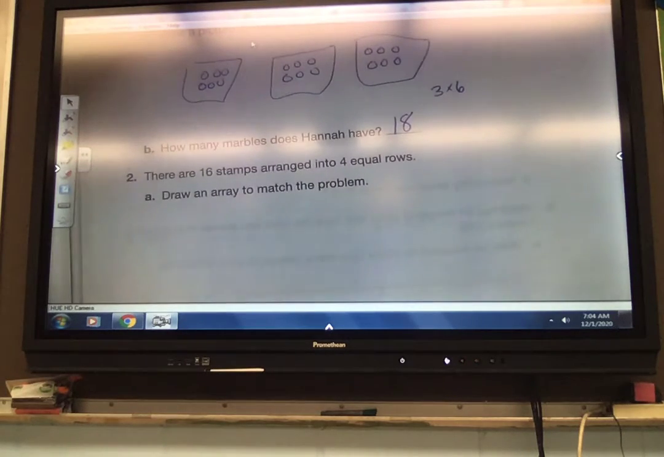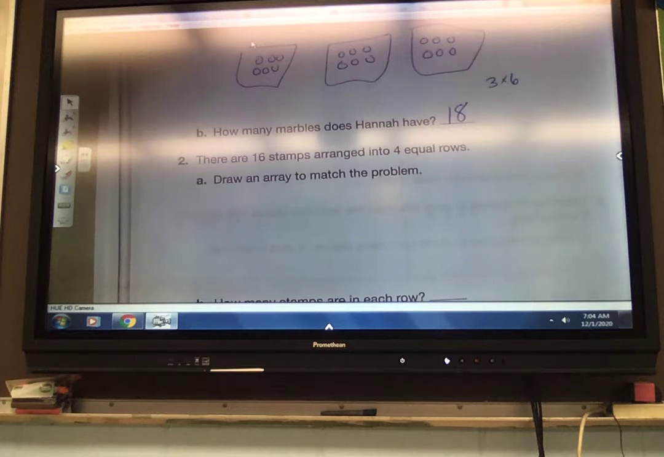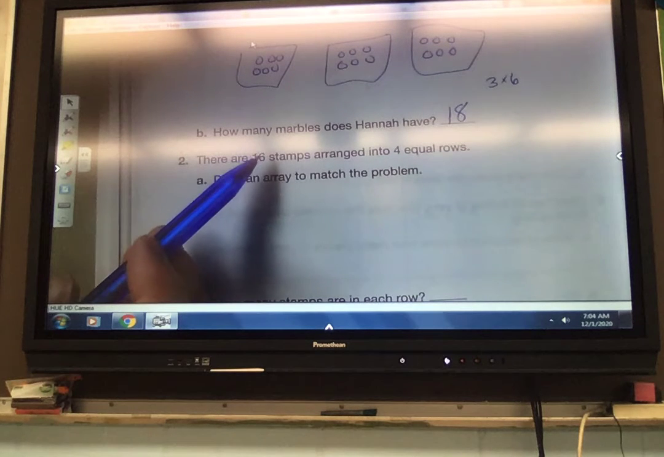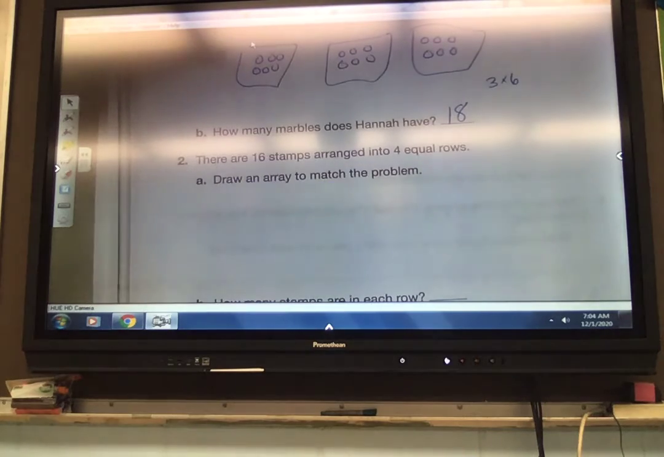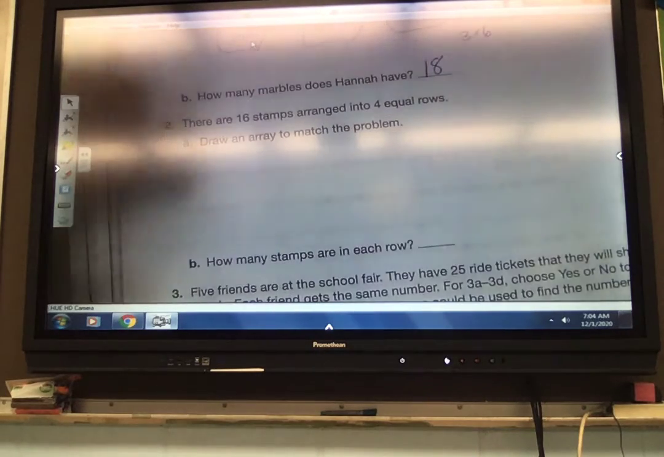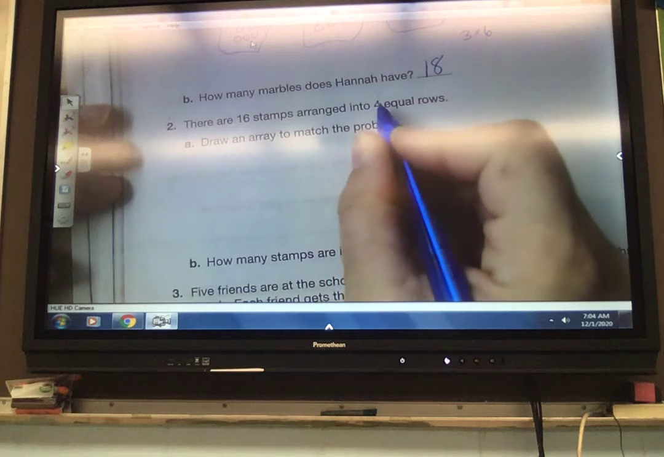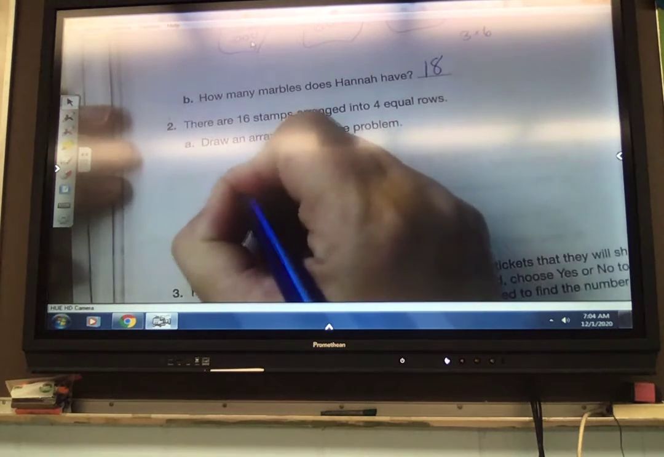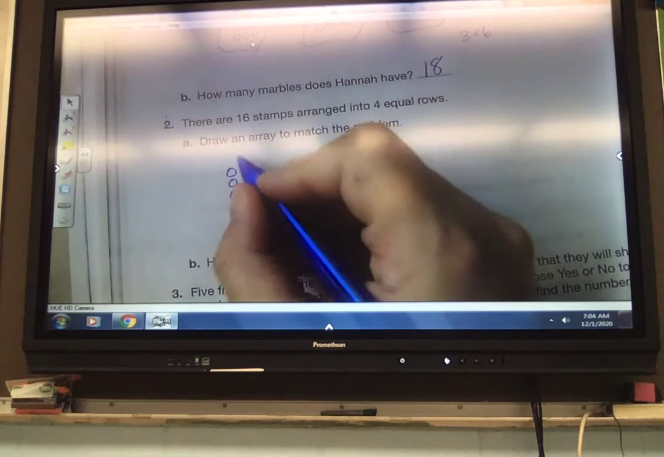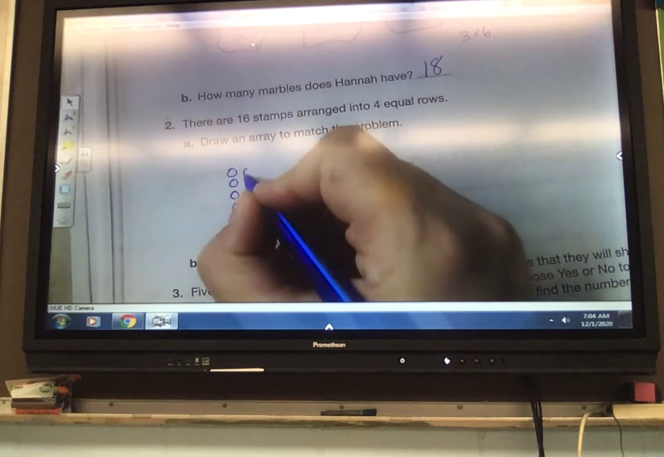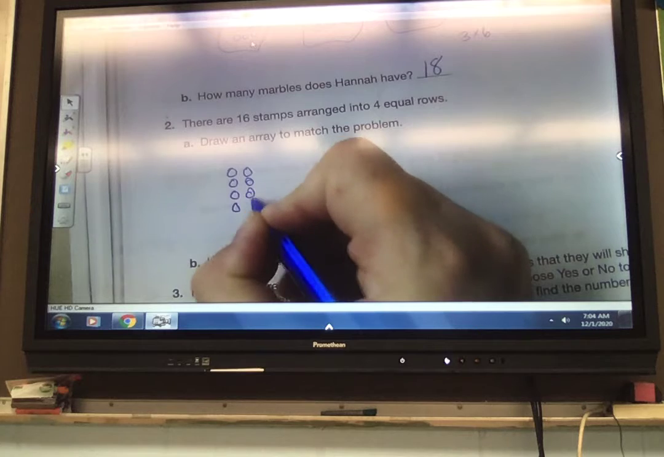Now, number 2 is going to ask you to do an array. That's fine, but pay attention. They tell you your total. They do not tell you how many columns there are. So when you draw, let's do this one real quick. When you draw your array, it wants to have 4 rows. Rows go down. So the first thing I'm going to do is draw those 4 rows. That gives me 4. I'm going to keep doing these 4 rows until I get to 16.